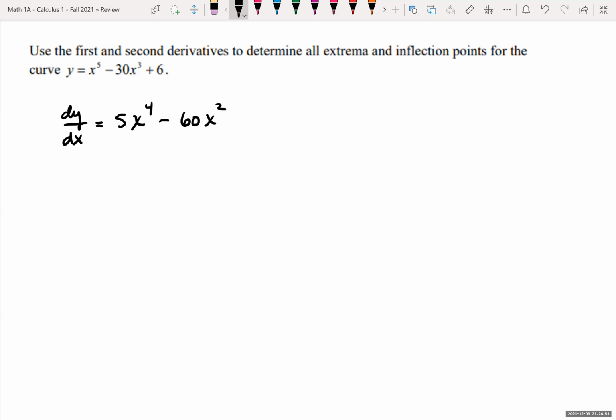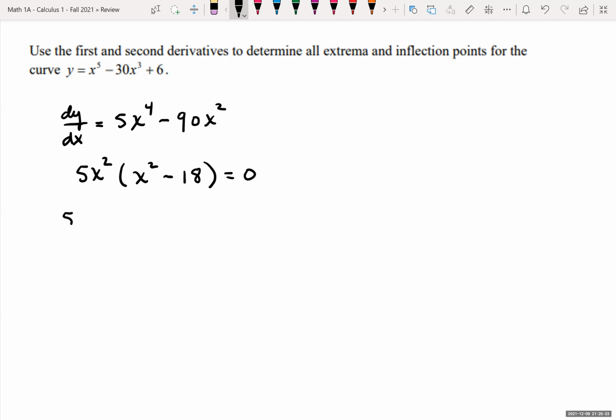So notice that we can factor out a 5x squared from both of those terms. So let's pull out a 5x squared. Wouldn't it be minus 90x squared? Yes. 3 times 30 is 90, not whatever I put. So if we pull out a 5x squared, we are left with an x squared minus, 5 goes into 90, let's see, 18 times. And we're setting this equal to 0 to get our critical values.